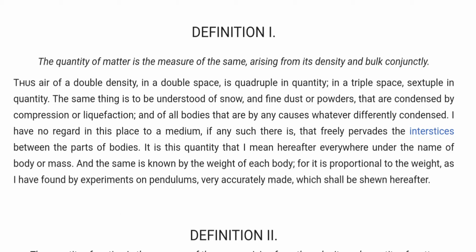I have no regard in this place to a medium, if any such there is, that freely pervades the interstices between the parts of bodies. It is this quantity that I mean hereafter, everywhere, under the name of body or mass, and the same is known by the weight of each body, for it is proportional to the weight, as I have found by experiments on pendulums, very accurately made, which shall be shown hereafter."